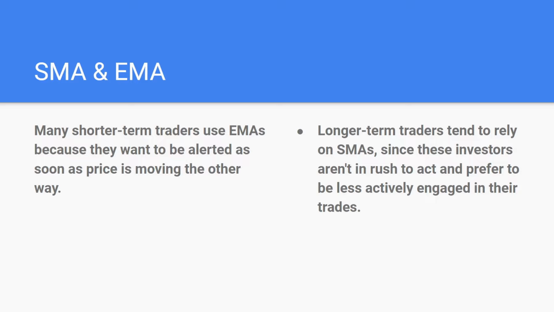Now coming to the SMA, simple moving average: long-term traders tend to rely on SMAs since these investors aren't in a rush to act and prefer to be less actively engaged in their trades. This is true. I am using SMA for the long term. I just wanted to understand whether the market is respecting the 20 moving average, 50 moving average or not. The 200 moving average will be touched or tested when there is a huge crash in the market.